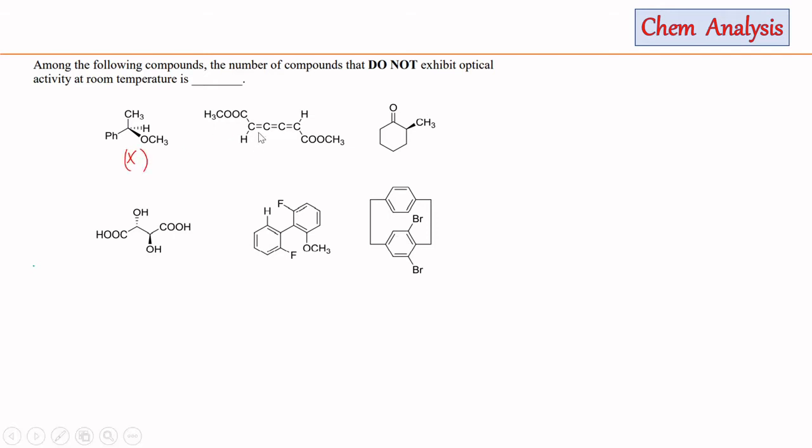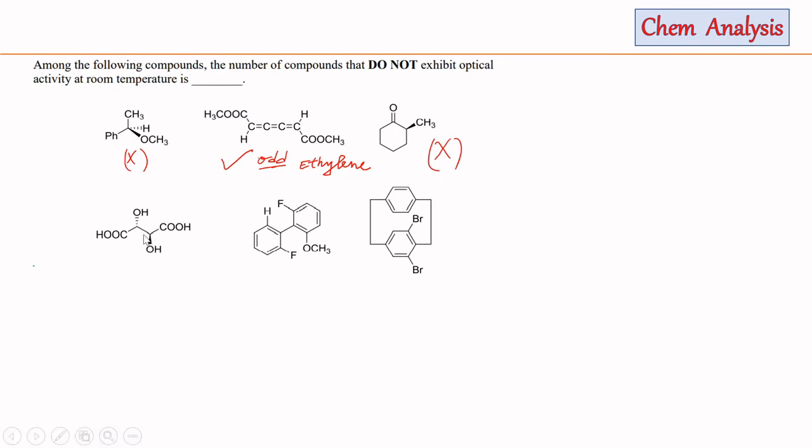In the second case we can see that there are 3 consecutive double bonds. That means in this system the number of double bonds is odd and it will behave like an ethylene-like system. So there will be a molecular plane containing the carbon-carbon chain, and therefore it will be optically inactive. And in this case there is no symmetry element, so it will be optically active.